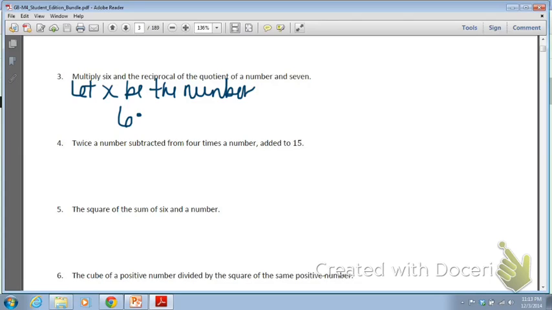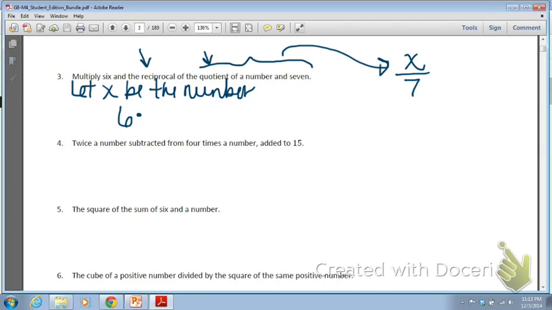It's going to be 6 times something, and that something is the reciprocal of the quotient of a number and 7. So I'm going to start by writing the quotient of a number and 7. So quotient is division, so I could write it as x, because that's my number, divided by 7. But in algebra we really don't use the division sign, so what we want to do is we want to always represent division as a fraction. So the quotient of a number and 7 would be x divided by 7, or x over 7. So that's that part right there.